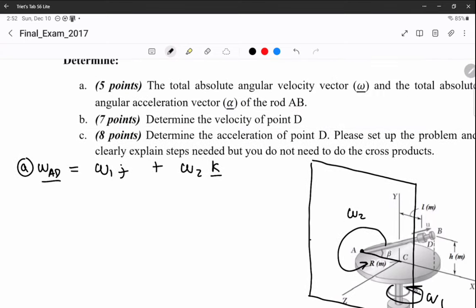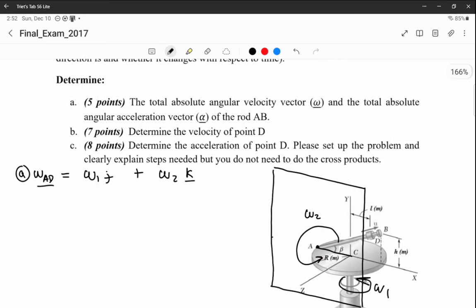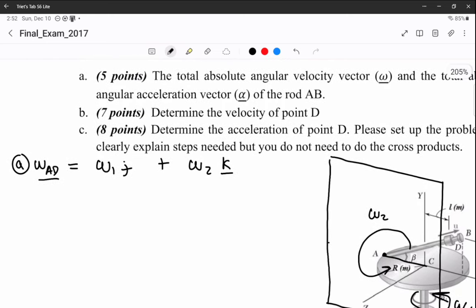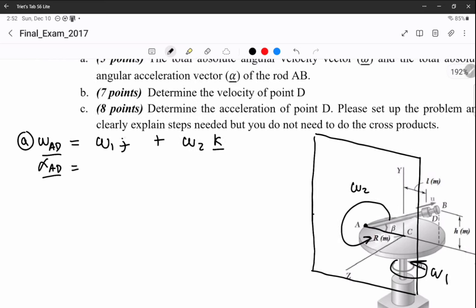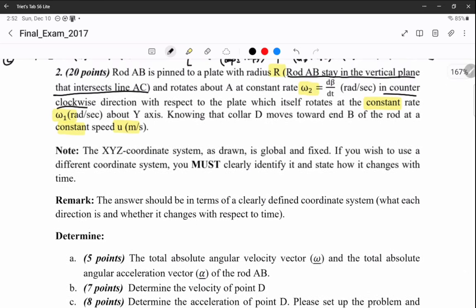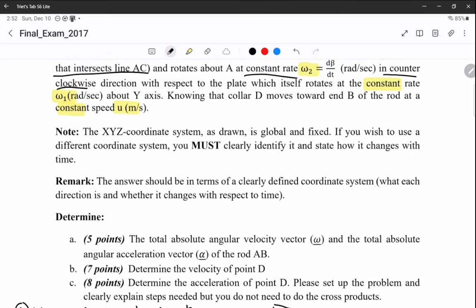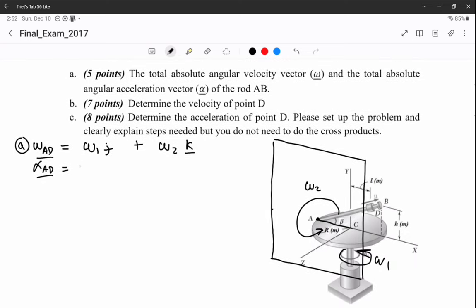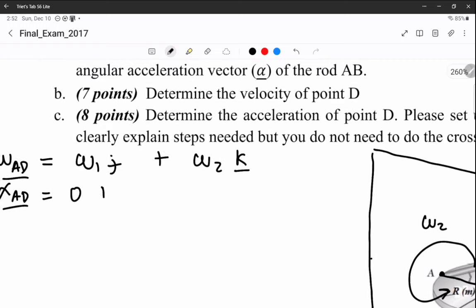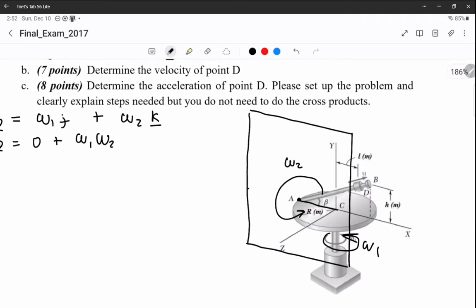So that's part A. Also ask for the total absolute angular acceleration for FAD. Omega 2 is constant, and maybe omega 1 is also constant. So j does not rotate, so that's 0 plus omega 1, omega 2. Omega 2 is a constant.